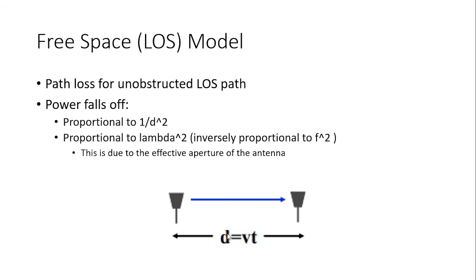So, the free space or line of sight loss model is shown below in the picture. As you can see, the loss refers to the signal's ability to travel without encountering any obstacle on its way to the receiver. In general, the free space model says that the power decline is proportional to the inverse of distance squared. It is proportional to the wavelength lambda squared and inversely proportional to the frequency squared due to the antenna's effective aperture.